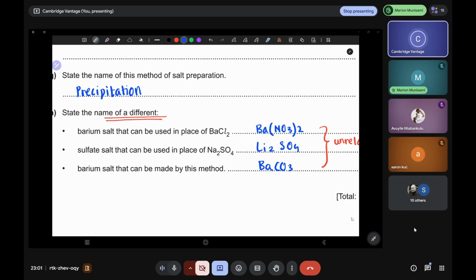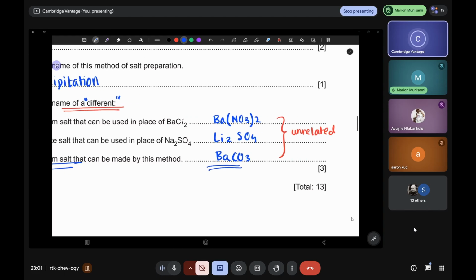Now, here's the thing. They asked for a different barium salt. If you end up writing barium sulfate over here, you lose the mark, because they were very clear about the fact that you're using a different salt. So the different salt that you could produce is barium carbonate.